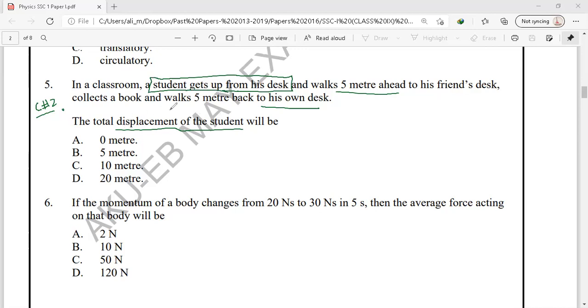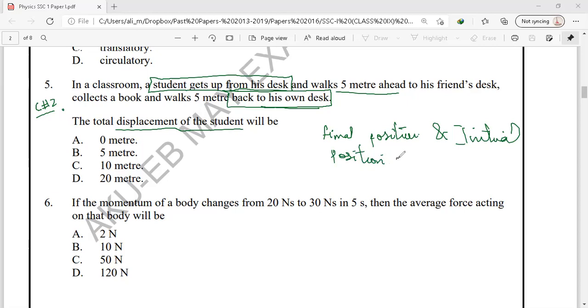And next, he collects the book and comes back to his own position. But that student starts from his own position and ends up at his own position. It means that the final position and initial position, the final position and initial position of that student is the same.